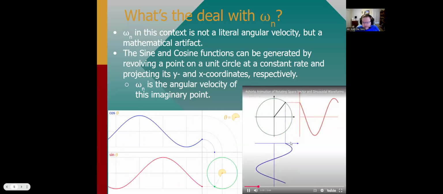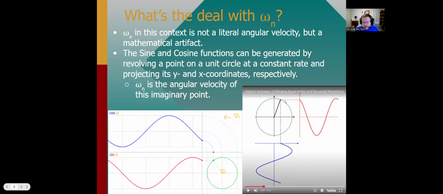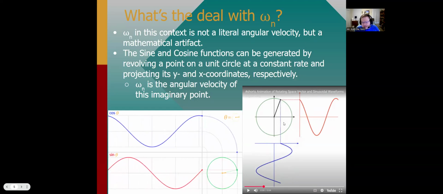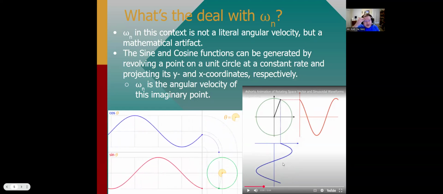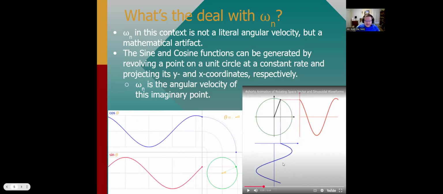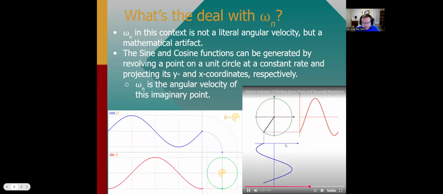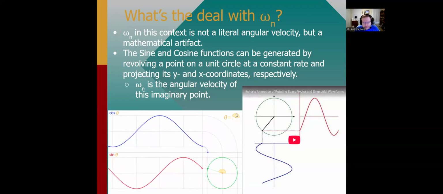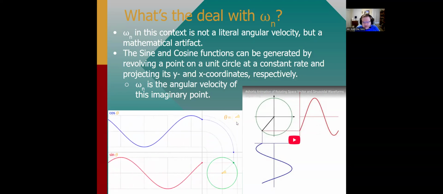So we can see, let me pause right here. This y coordinate is the sine at that time, and this x coordinate is the value of cosine at that time. It's just shifted sideways. But omega n is the velocity of this imaginary point. And you can see that this goes through 2 pi radians in the time of 1 period.